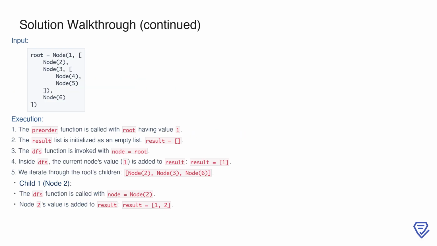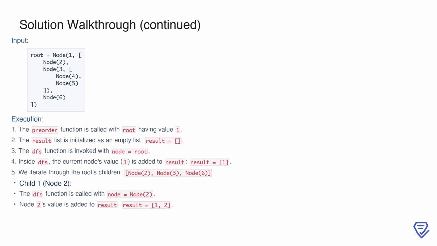Now, let's look at a more complex tree structure that has multiple levels. Here, the root node has the value 1, and it has 3 children, nodes 2, 3, and 6. Node 3 further has 2 children, nodes 4 and 5. The preorder function starts the same way, initializing an empty result list and calling the DFS function with the root node. The value of the root, 1, is added to the result list. We then iterate over the children of the root node. The first child is node 2.